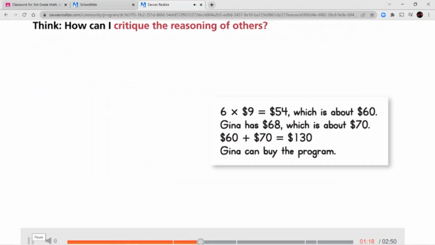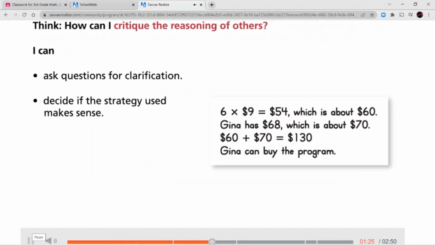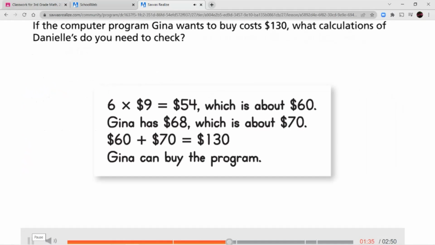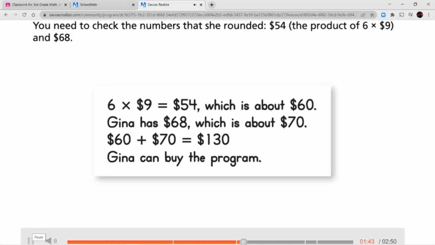Think, how can I critique the reasoning of others? I can ask questions for clarification. Decide if the strategy used makes sense. Look for flaws in estimates or calculations. If the computer program Gina wants to buy costs $130, what calculations of Danielle's do you need to check? You need to check the numbers that she rounded. $54, the product of 6 times $9, and $68.